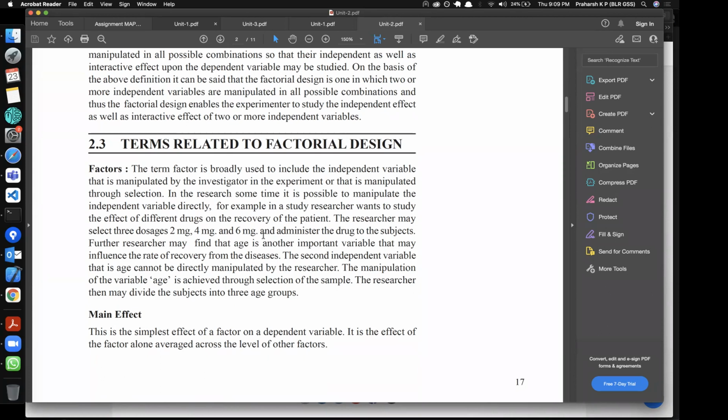One is a factor. What is a factor? A factor is an independent variable. An independent variable is the input to the study. The output is the result. This, I think, by now everyone knows. So in this case, we call every independent variable a factor.